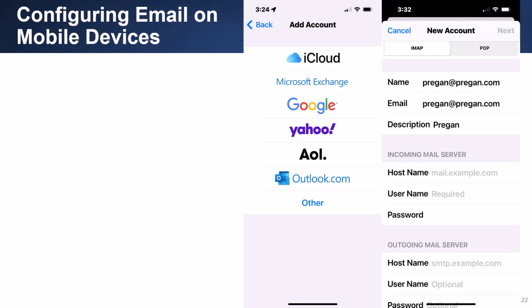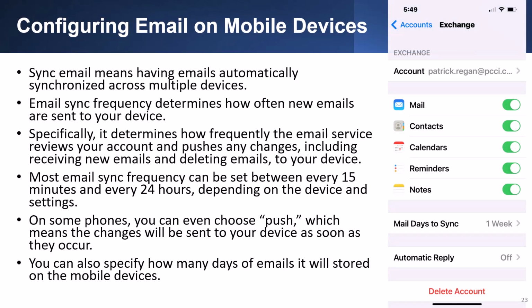Today, mobile devices make it easy to add the common email providers, including Microsoft Exchange, Google, Gmail, Outlook.com, and Yahoo. Sync email means having emails automatically synchronized across multiple devices. Email sync frequency determines how often new emails are sent to your device. Specifically, it determines how frequently the email server reviews your account and pushes any changes, including receiving new emails and deleting emails, to your device.